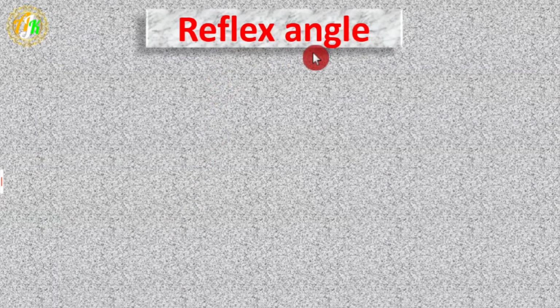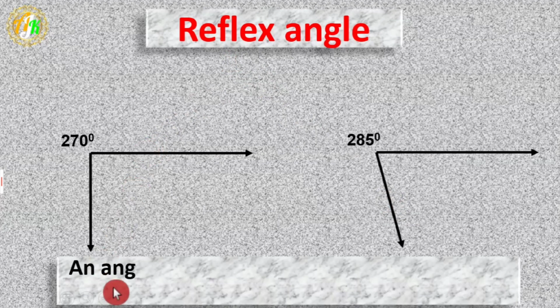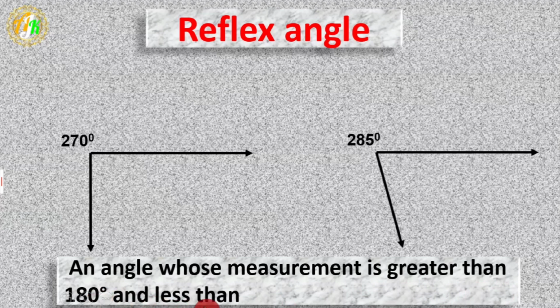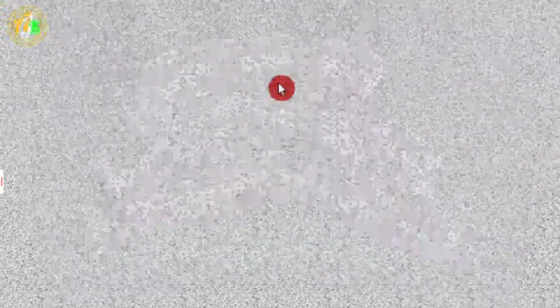Now, reflex angle. This is a 270 degree angle and it's a 285 degree angle. Both angles are examples of reflex angle. Now definition: an angle whose measurement is greater than 180 degree and less than 360 degrees is called a reflex angle. 270 degree and 285 degree angles are reflex angles.